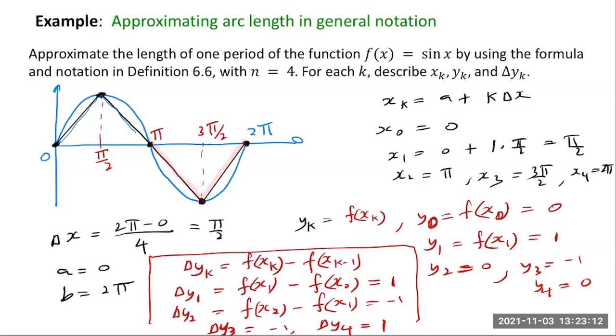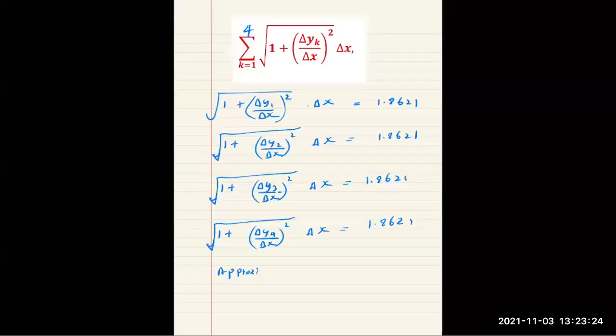Now, the approximation will be the sum of these 4 values. That is equal to 1.8621 times 4. You have 4 of them. Okay, that is 7.4484. All right, that completes that example. Let's move on.